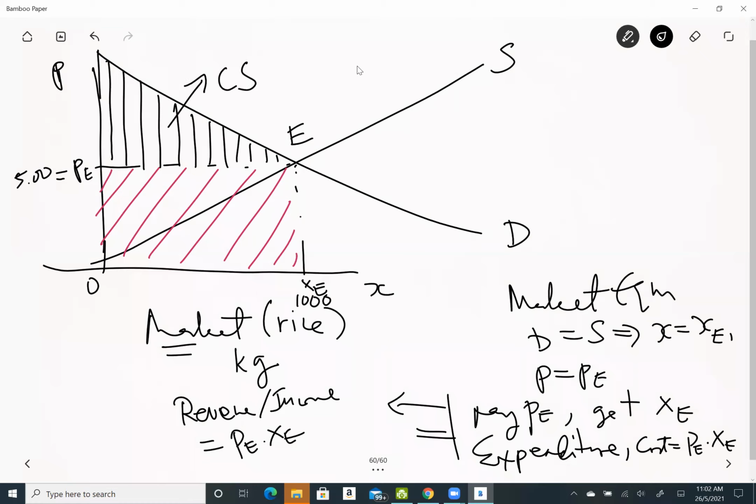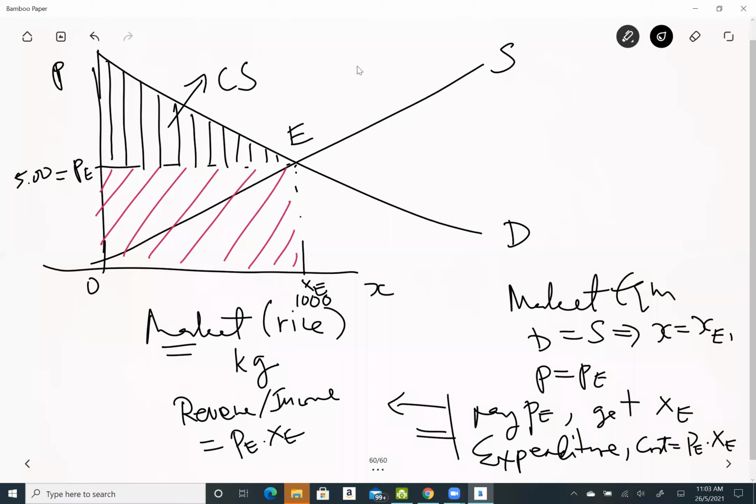So that is the extra gain to the consumers by making the exchange, by paying 5 ringgit or by paying PE, and you get XD. So by spending the expenditure, which is the area of the rectangle, there will be an extra gain, which is the area under the demand function, and of course, above the price. So that is our extra gain.